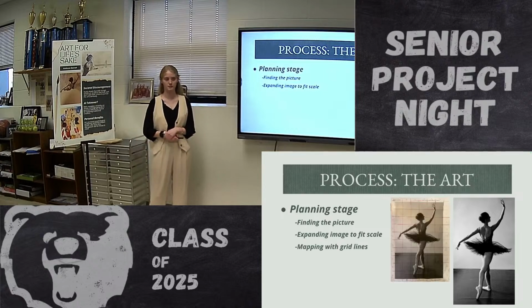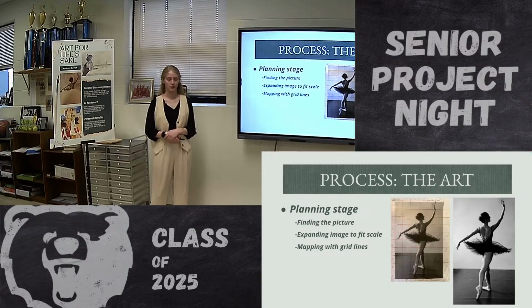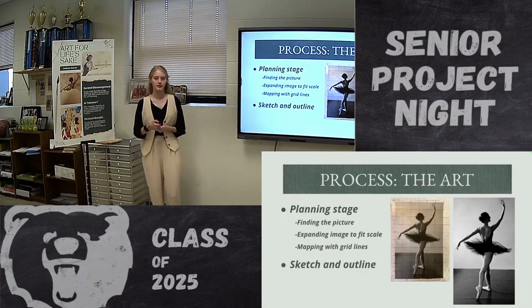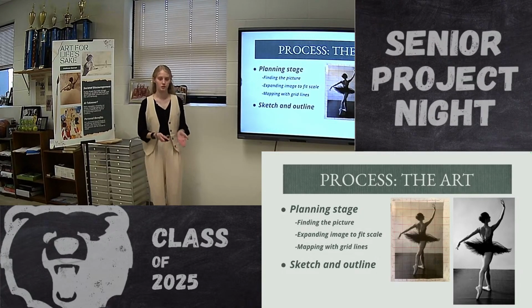My next step was mapping the image with grid lines. Now, with a drawing this large, you cannot accurately show proportions without doing some type of measurements. This was my way, and I measured 1 by 1 inch squares and drew them on my reference photo, and then marked where each portion of the girl met the lines. Next was the outline. I drew the grid lines on my actual drawing paper and then marked where these proportions met, and then made the outline of the drawing.